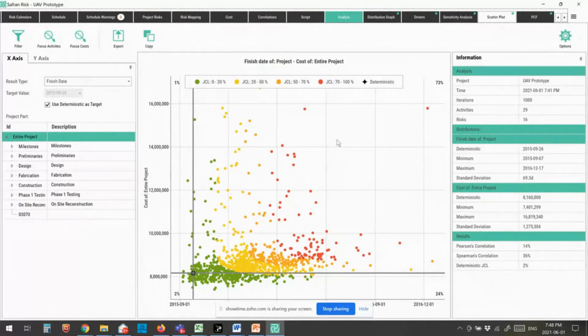So I said I wanted a joint confidence level of 70%. In order to achieve that, I need to be right on the border between the orange dots and the red dots. You can see that, let's just follow the first line of red dots. If I hover over one, you see that's slightly over 70%. But if I follow this, you can see that it's a vertical line that transitions down here to a horizontal line. Now, when it's vertical, that basically means that I can spend as much money as I want, right? I can spend more costs, but I'm not going to save any time.